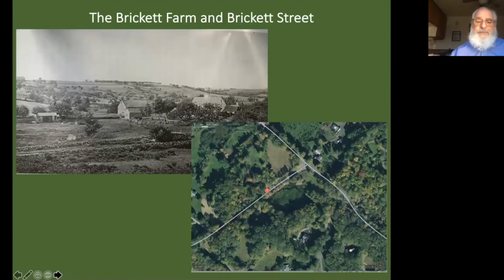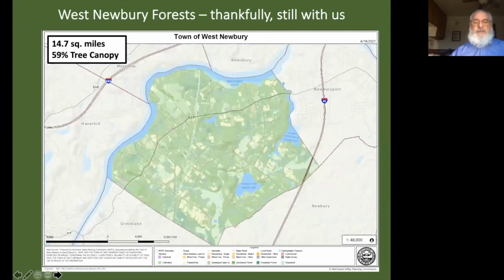Well, here's Brickett Farm. This was a picture from, I forget now, 1880 maybe, somewhere in there. And that's when I mentioned the stone fences. And here's the best I could do, an aerial photo, and certainly a lot more trees in the area than would appear some 120 years ago. And thankfully, our West Newbury forests are still with us.